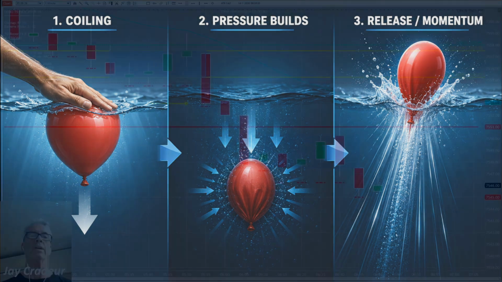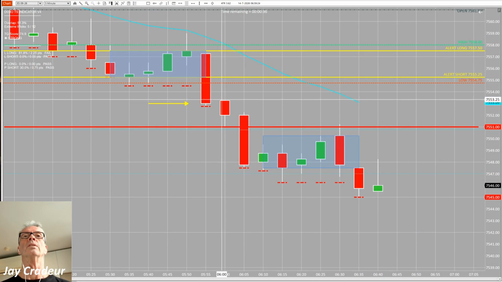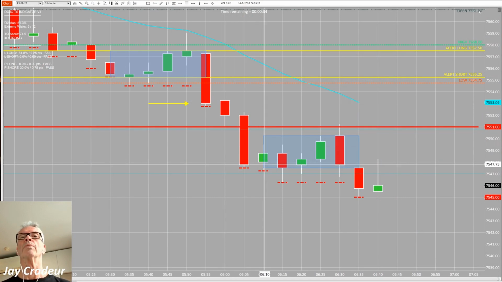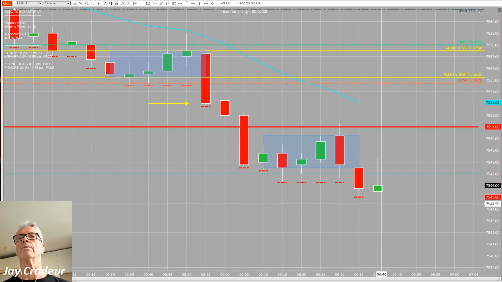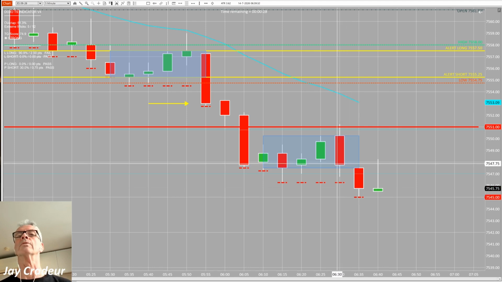And that's exactly what we saw here today, where we got in right here. It came down, it paused a little bit here, and then it resumed, and it hit our 8, which moved us to a 4-point win for the day.